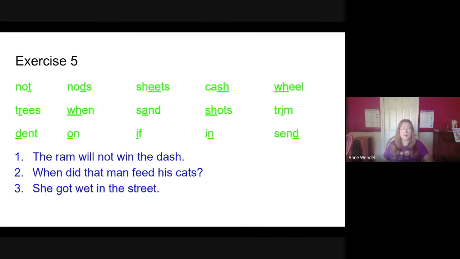For the next part, you try reading sentence 1. You can read it out loud or silently. Did you say, the ram will not win the dash? Good. Do number 2. Did you say, when did that man feed his cats? Good. Do number 3. Did you say, she got wet in the street?